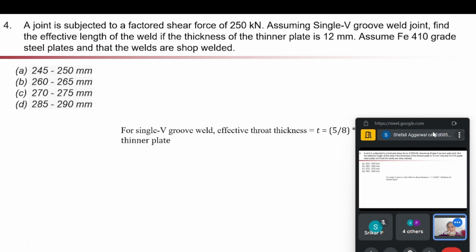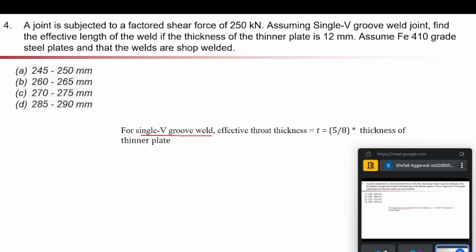Okay, let us see the solution then. Firstly, we have a single V groove weld. So for the stress calculation, the effective throat thickness is given by 5/8 of the thickness of the plate. Thickness of plate is 12 mm. Again, our Te will be 7.5 mm.